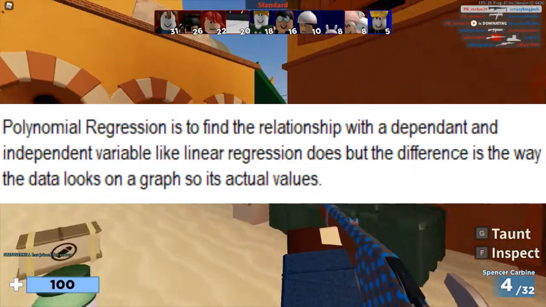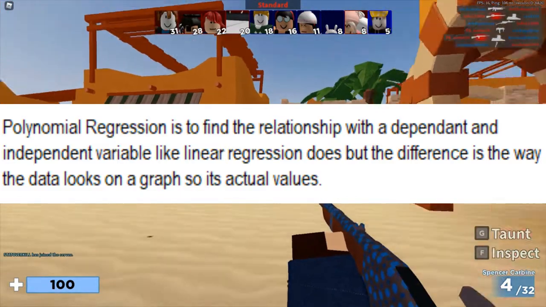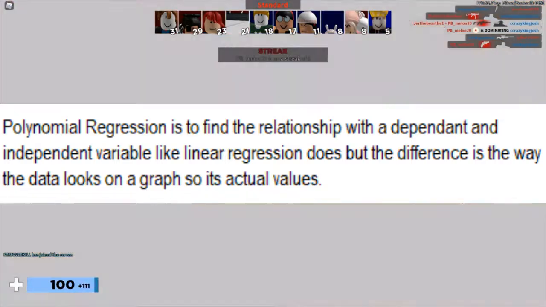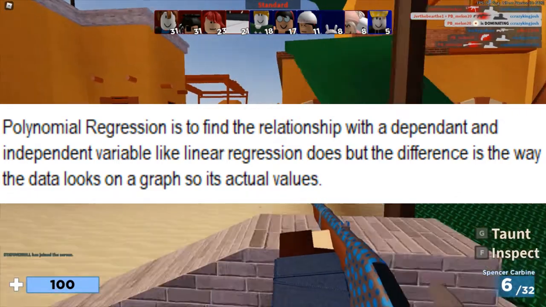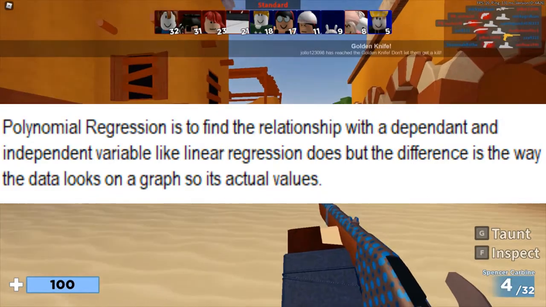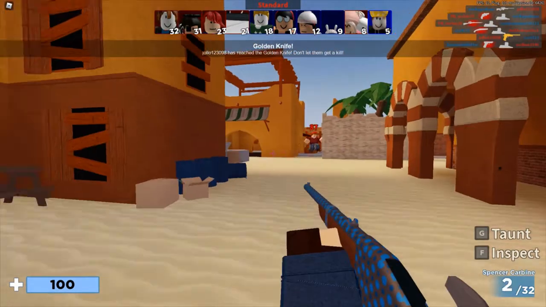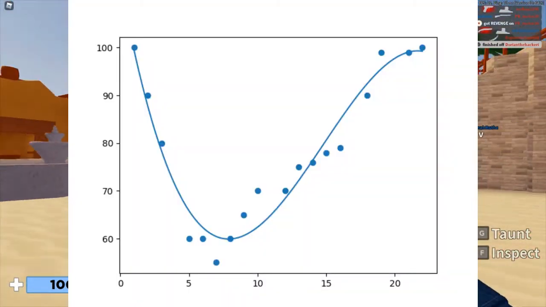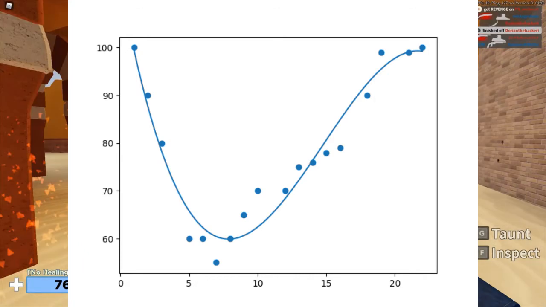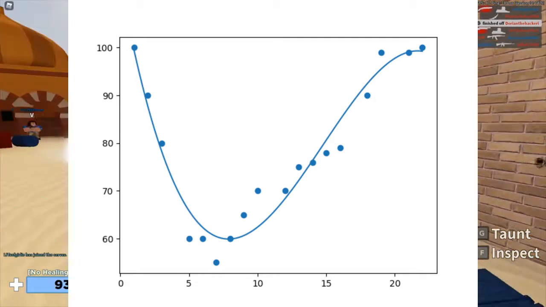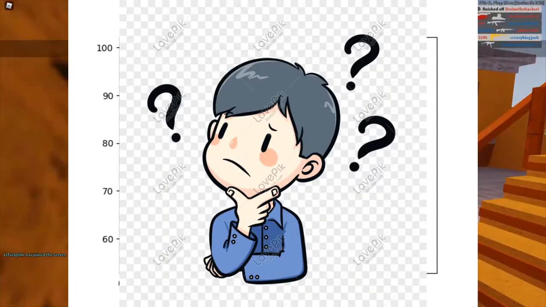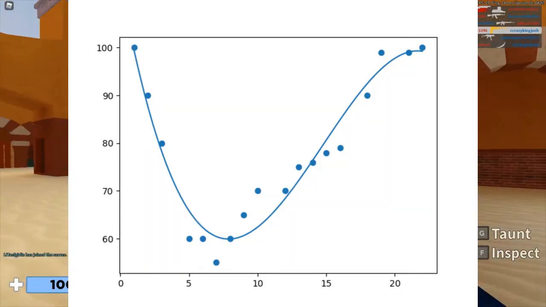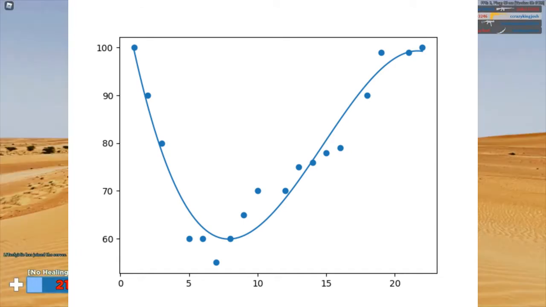Polynomial regression finds the relationship between a dependent and independent variable, like linear regression does. But the difference is the way that the data looks on a graph. It's basically the actual values of the data that's displayed on the graph. On the screen right now, there should be an example of what polynomial regression is. You may be really confused: how does that work? Why is it all curvy? Well, that's what polynomial regression is.